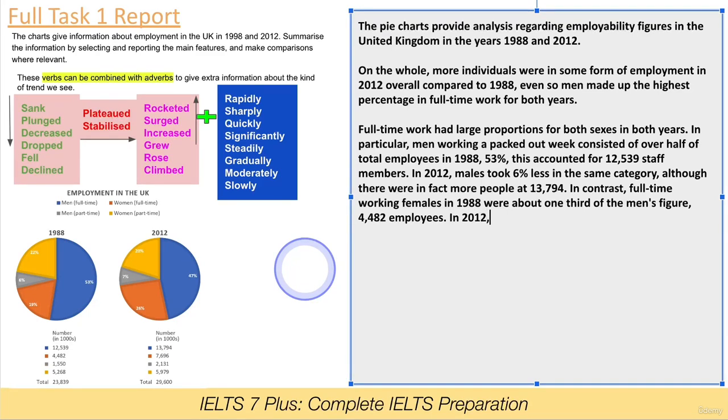In 2012, their share increased to 26%. And were over half of the male number, 7,696. Okay, let's read this back and see how we're doing.